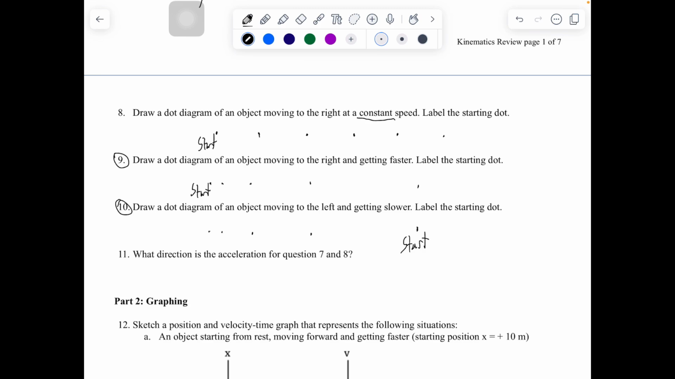Well, we're moving to the right, getting faster. So the velocity is positive. We're getting faster. The acceleration has to match our velocity. So we have a positive acceleration.